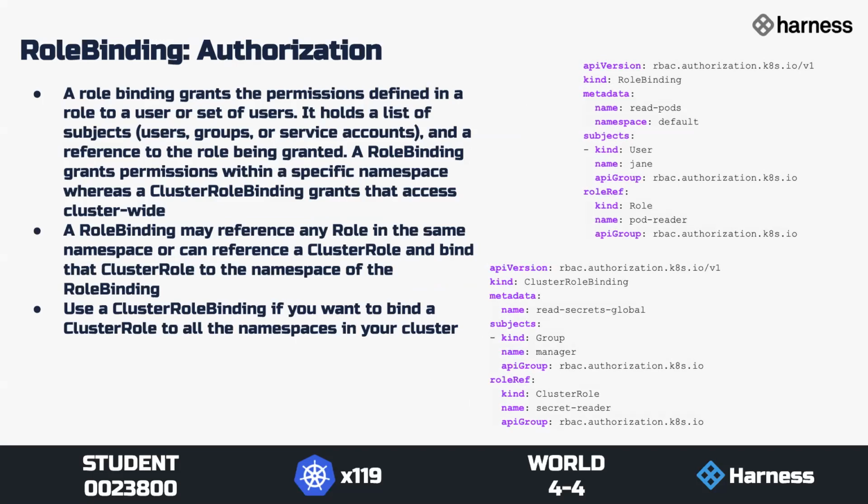Same with the cluster role binding on the bottom, except this time we're going to say there's a group of people called managers, and that group of managers can now be assigned the cluster role secret reader. So if your user is associated inside of the group called managers, you now will get the secret reader capability. And that's essentially what a cluster role binding is.